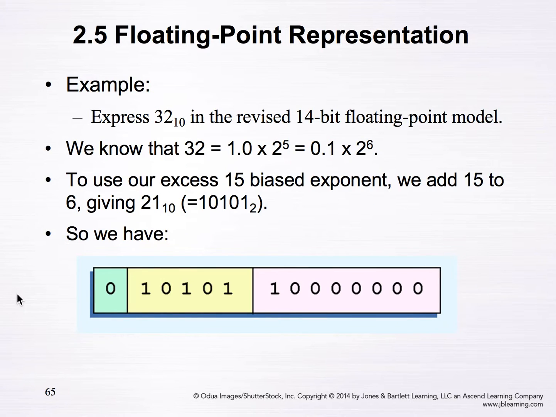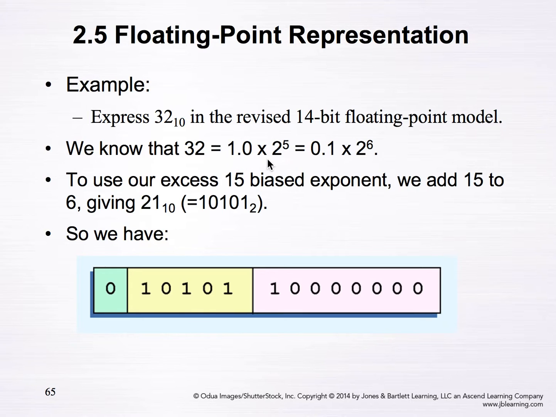So let's consider an example of representing the value 32 in decimal, using the revised 14-bit floating point model. Revised here means we now use excess 15 to represent the exponent, and we also use normalization to represent the other part of the floating point number. Basically, we know that 32 equals 1.0 times 2 power 5.